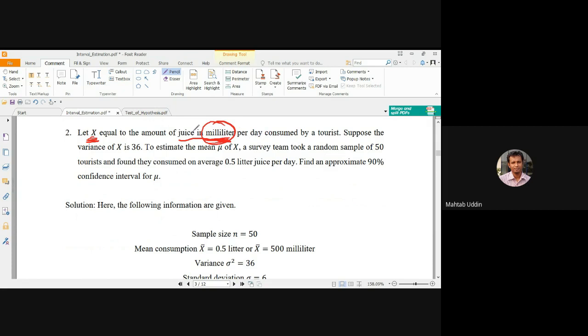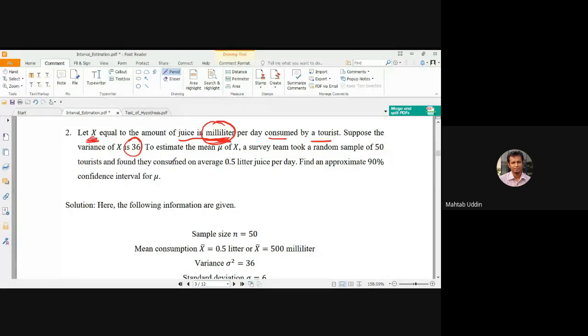This is the amount of juice which is taken or consumed by a tourist. Suppose the variance is 36. Since the variance is 36, what is the standard deviation? 6 sir. 6. Good. Please keep contact.